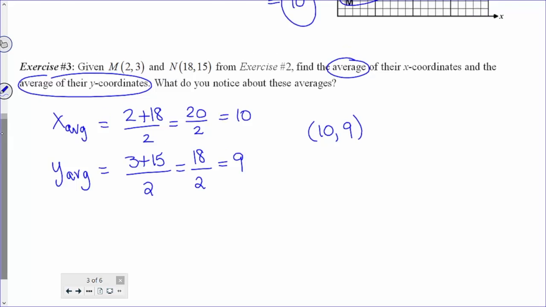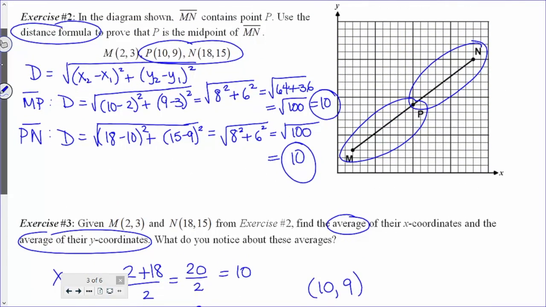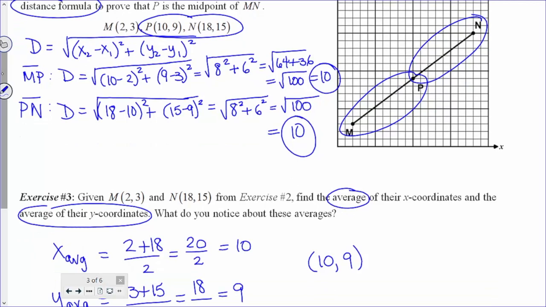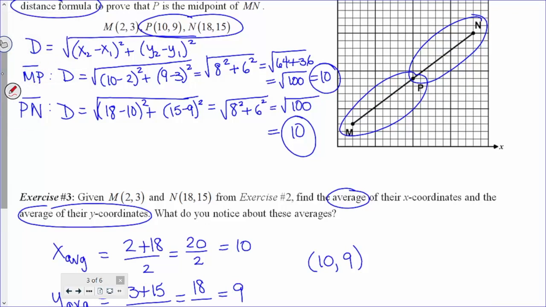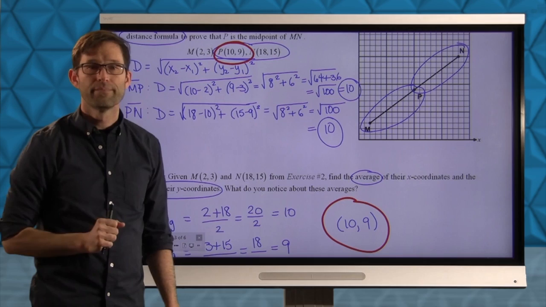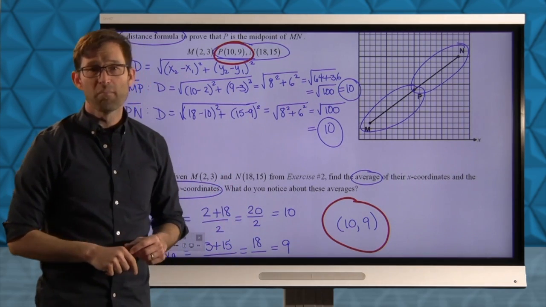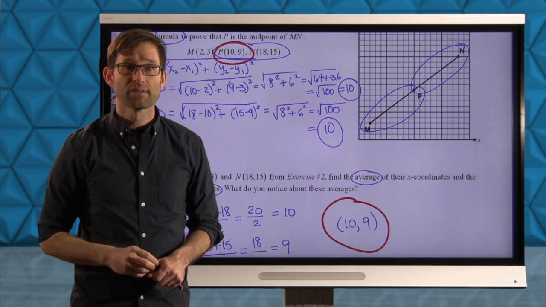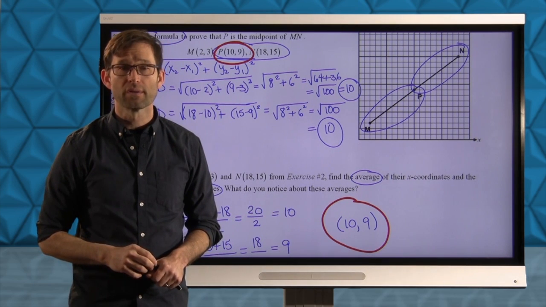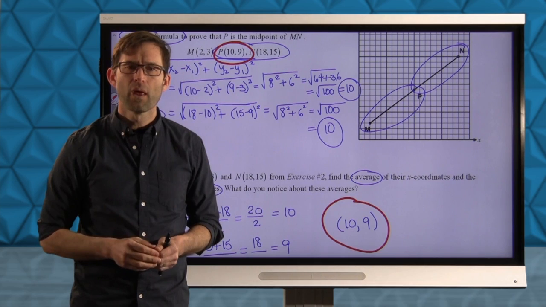And do you notice anything about the point (10, 9)? Let's do it in red so that it's a lot more obvious. (10, 9) is, in fact, the midpoint. So how do you find the midpoint of any line segment? You average the x-coordinates and you average the y-coordinates. And that should make sense.